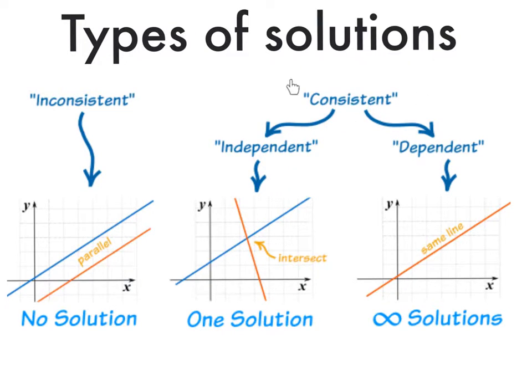The other 2 are what we call consistent. So if it's independent, you're going to have 1 solution. They're only going to intersect at 1 point. You can also have a dependent consistent system where infinite solutions exist because that creates the same line.